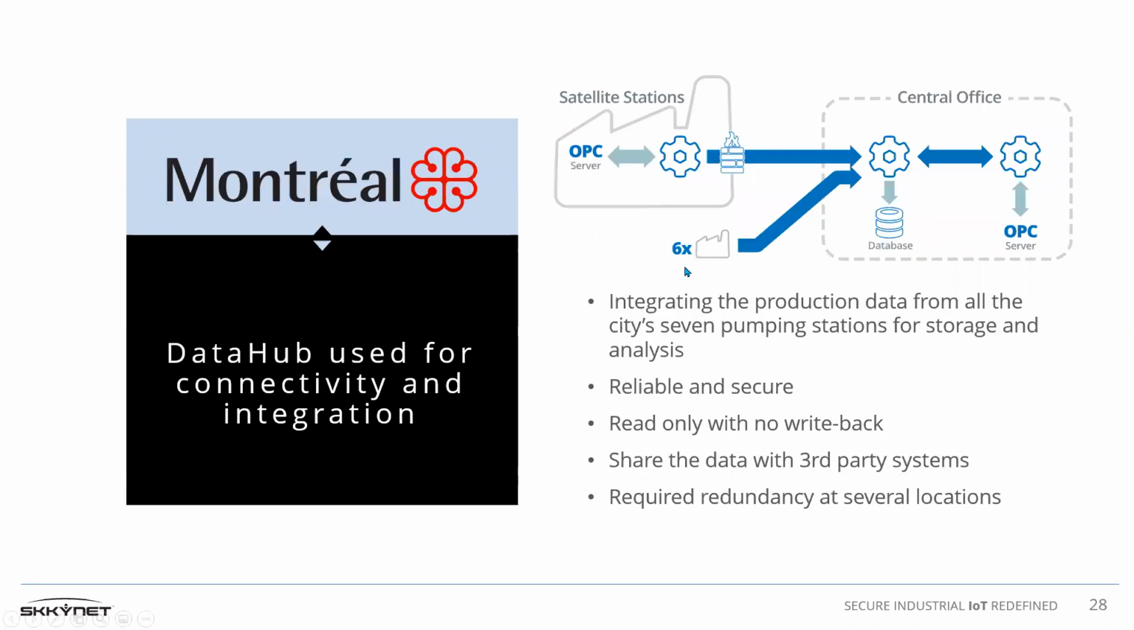And then close to home, Montreal, we had a situation where we had 6 different satellite stations. Now, their requirements are a little bit different. They didn't need to actually have write-back capabilities. They just needed to share the data with third parties. And so at any time, the third party could not, in fact, change data sets. They could just view the data. Some of the locations required redundancy, but the key is the data was coming in, they're logging it into a database, and they are making it available to third parties.